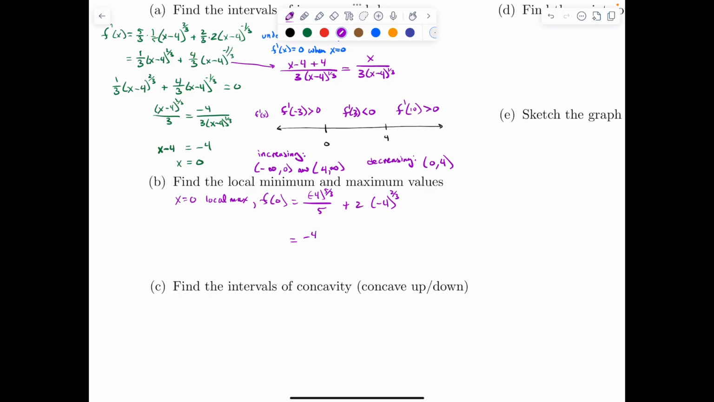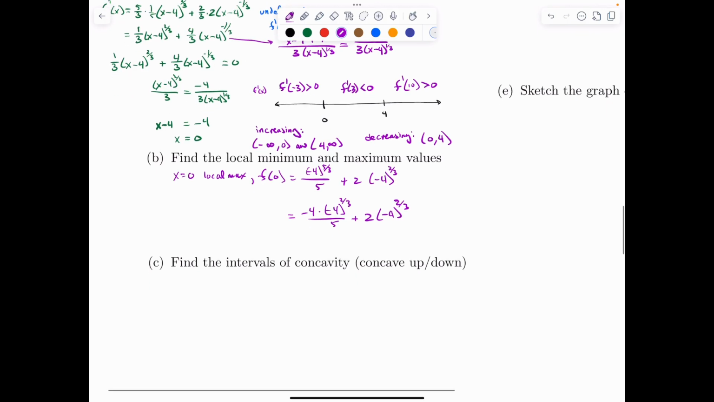So this will be negative 4 times negative 4 to the 2/3 over 5 plus 2 times negative 4 to the 2/3. When you add these together, that's going to be 6/5 times negative 4 to the 2/3, which is the same as 6 times the cube root of 16 over 5. That might look a little more pleasing. Okay, so that's my local maximum.